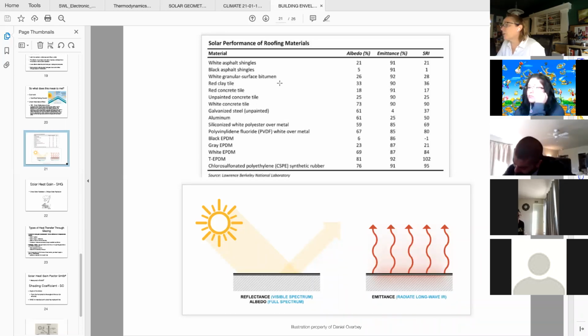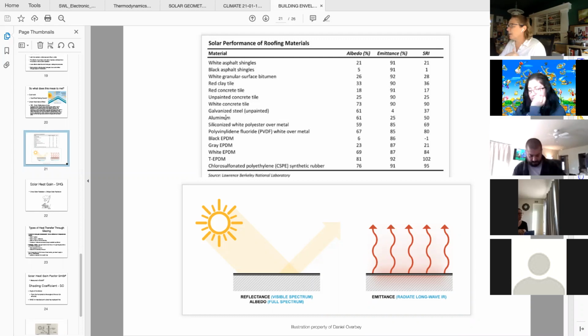Red clay tile actually reflects a fair amount, which is interesting, that it reflects more than white asphalt shingles. But it's probably because asphalt shingles are made out of bitumen, and it's the granular surface. Your white roof tiles are always going to be this salt and pepper, kind of gray look, so they're not reflecting an awful lot. And if you guys have ever felt an asphalt shingle, the surface is very rough, so there's a lot of surface area on there, so that's going to affect the amount of reflectance also.